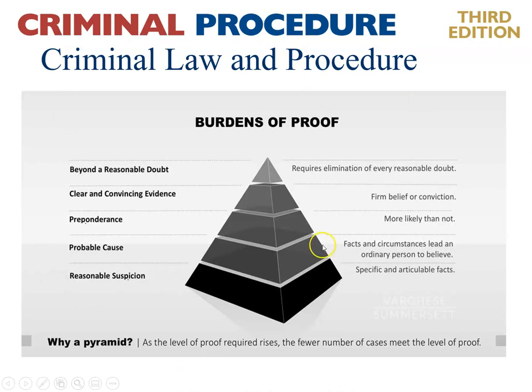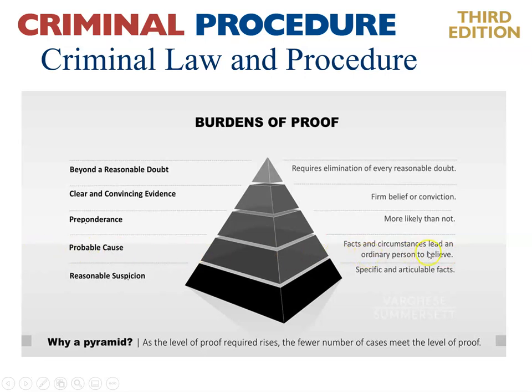And we'll get to some of the civil stuff later. But you can see that beyond a reasonable doubt is at the top of the pyramid. And it's basically the elimination of every reasonable doubt. We have probable cause, which would be facts and circumstances that lead an ordinary person to believe that this person was involved in criminal activity.